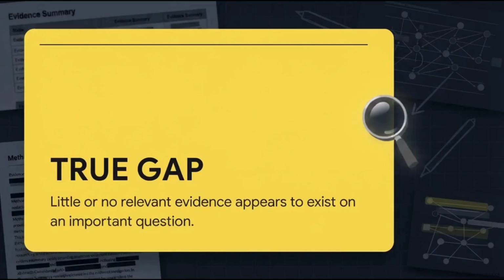As you trace your claims and build out your synthesis, you are inevitably going to hit some dead ends. Researchers love to casually say, oh, there is a research gap, but there are actually 3 distinct types of gaps, and they mean very, very different things. The first is a true gap. This one is the most straightforward. A true gap means little or no relevant evidence appears to exist on an important question. The research simply hasn't been done at all, period.